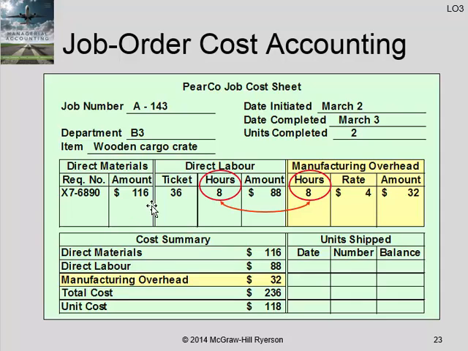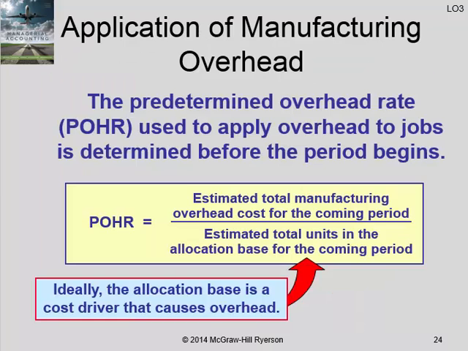And so assuming that this is all the materials and labor that went into job A-143, then we would have a complete cost right now, $236. And because we made 2 items in this particular job, the cost per unit is going to be 118. So 236 divided by 2 gives us the 118.